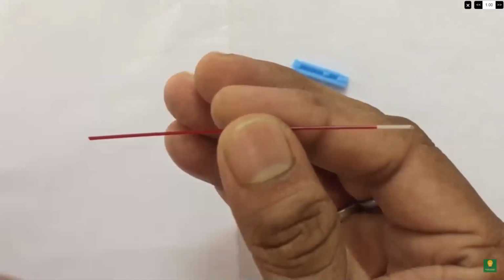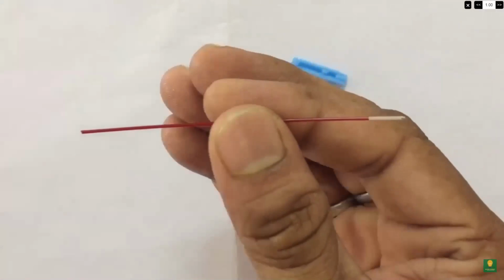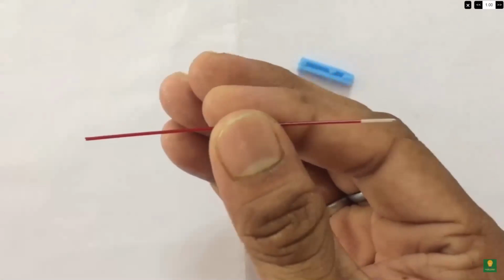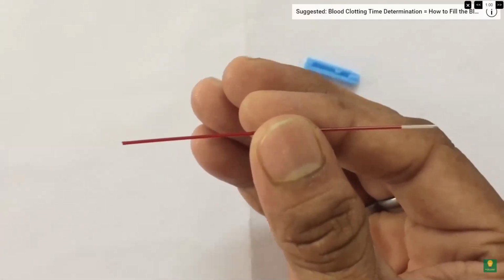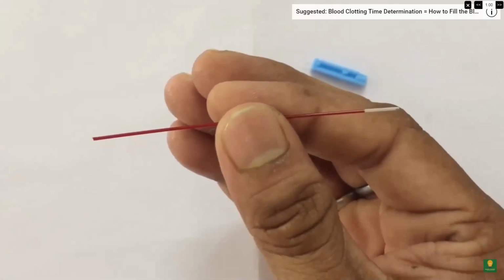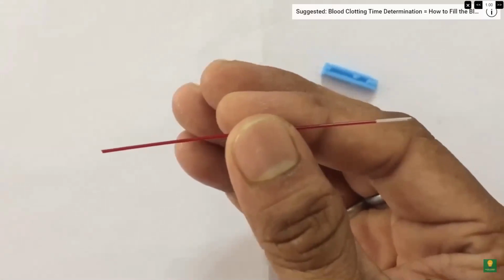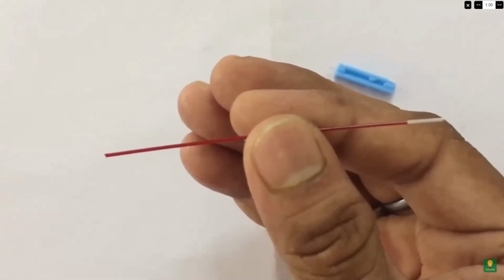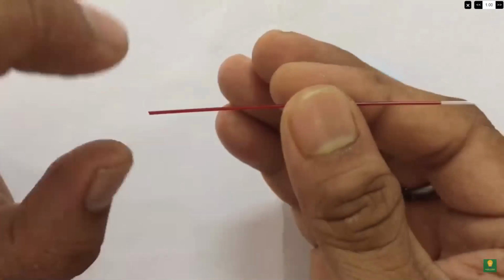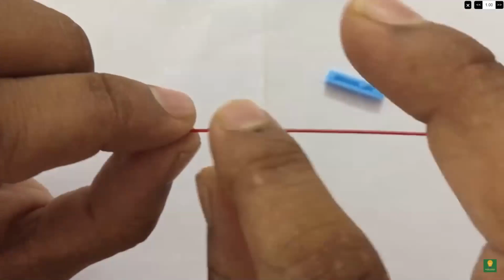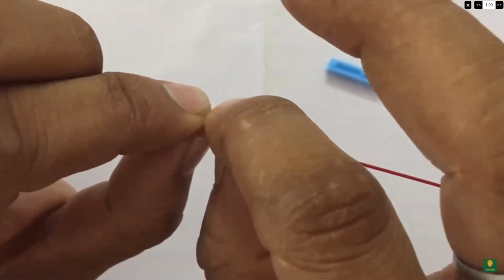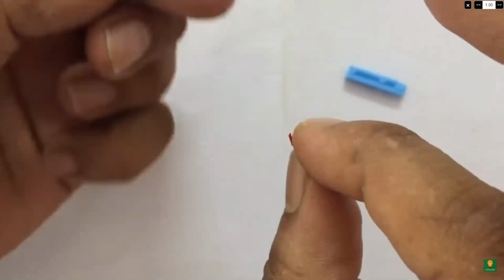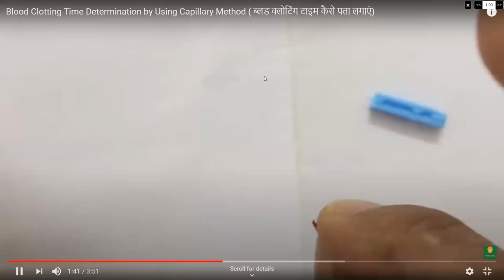Now you start a stopwatch at this point, and at every 30-second mark, you break it a little bit. You are waiting for a strand. Okay, a strand of fibrin will be seen inside the capillary itself. See, now every 30 seconds he'll keep on breaking. You'll break a small portion, you'll break it very carefully. See, you're not seeing any thread now, so you keep repeating it. You wait again 30 seconds.